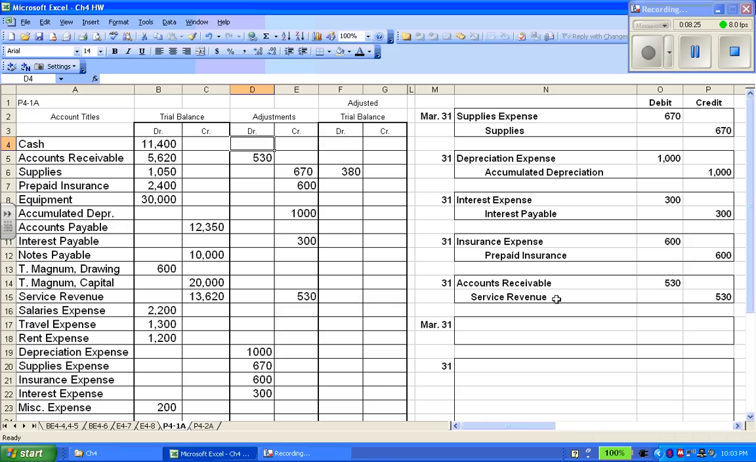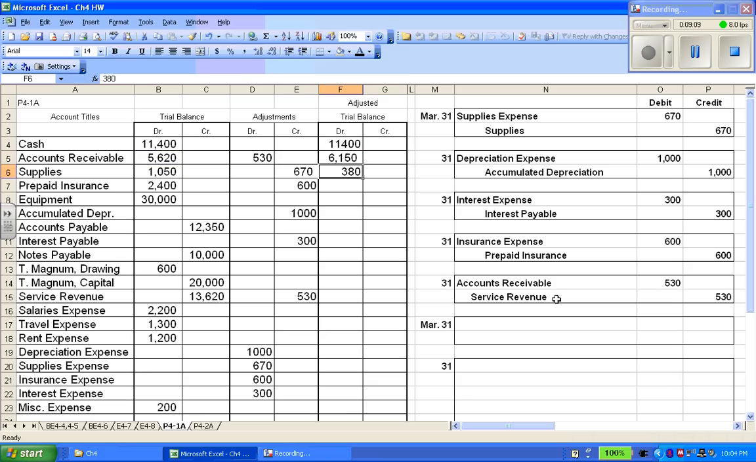Now that they're in the spreadsheet, all I want to do is carry it over to my adjusted trial balance columns. I'm just going to copy over what I have in the trial balance, unless of course I have an adjustment to that amount. All right, so cash is 11,400 debit. There's no adjusting entry, so I'll put that amount in. 11,400. Accounts receivable, I have a debit balance of 5,620, and then I want to add this additional adjusting debit of 530.